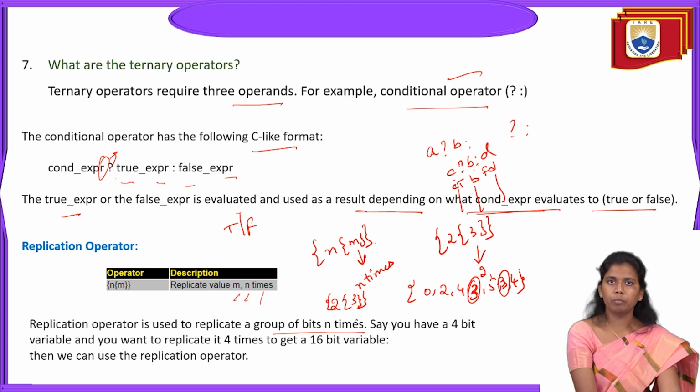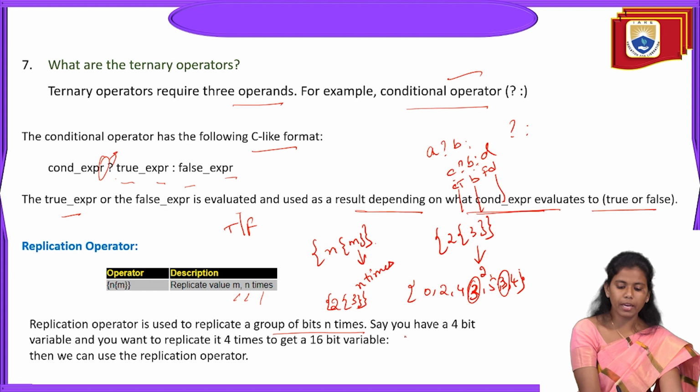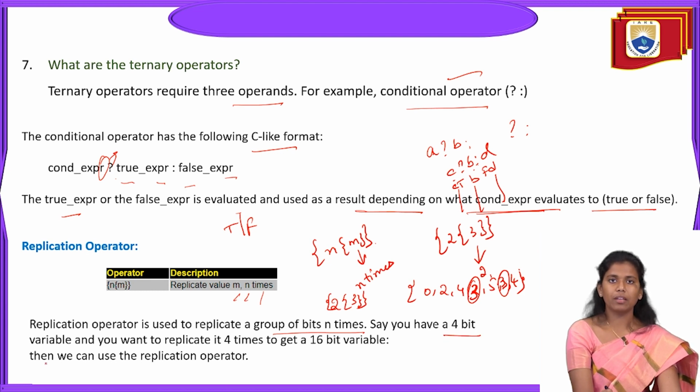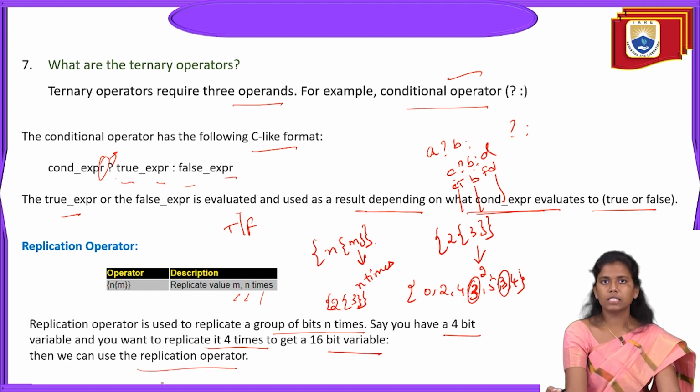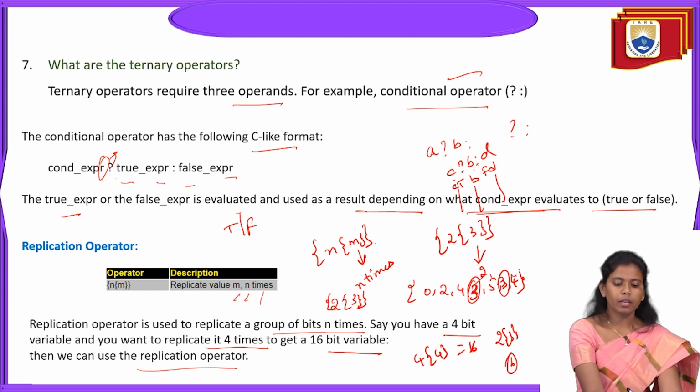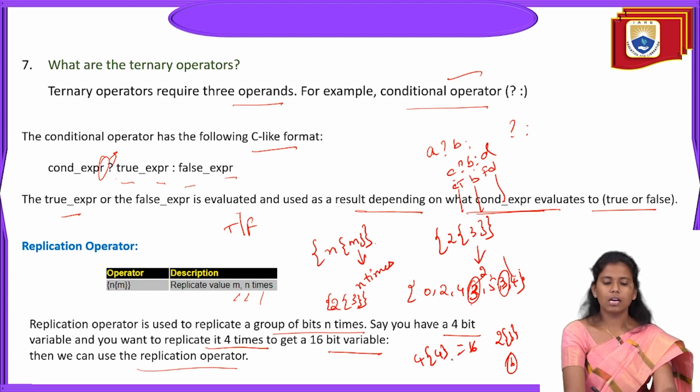So the replication operator is used to replicate a group of bits n times, right? Then say you have a 4-bit variable and you want to replicate it 4 times to get a 16-bit variable. Then we can use the replication operator. So 4 times of 4 bits gives 16 bits. 2 times of 3 bits, how many bits? 6 bits, right? 3 plus 3 is 6. How many times is 3 repeated? Twice. So using the replication operator, this is how I can represent it in my coding.